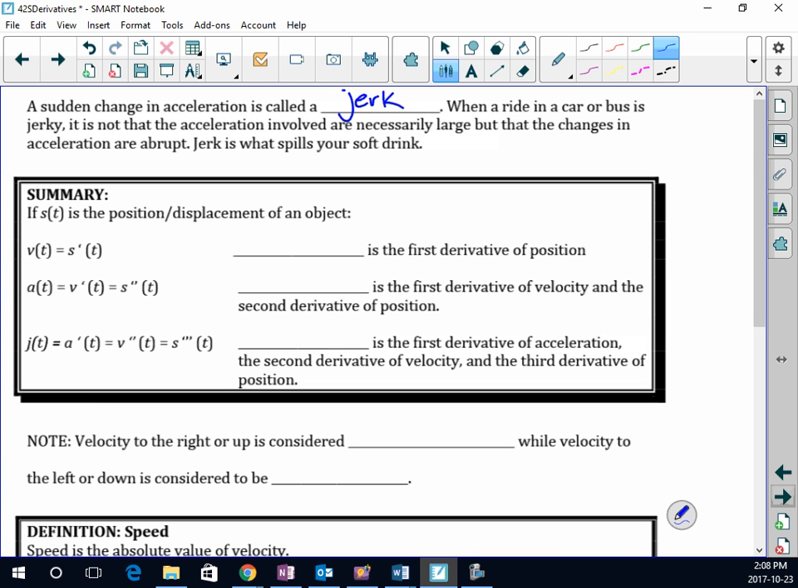So, here's a summary of what you need to know. Velocity is the first derivative of position. Acceleration is the first derivative of velocity or the second derivative of position. And jerk is the first derivative of acceleration, second derivative of velocity, or third derivative of position.